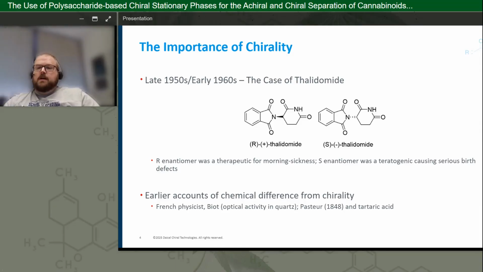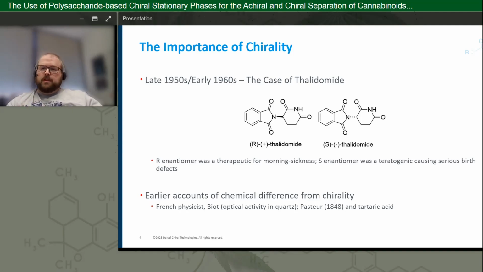And the point is that oftentimes one has a certain effect on the body, the other has a different effect. And so in the case of thalidomide, it was the R enantiomer that was providing the benefit for morning sickness. And the S enantiomer that was also present was actually a teratogen, and it was causing some pretty significant birth defects for the children that were being born, missing or deformed limbs primarily. So there was this discussion around what can we do about this? How do we solve this problem? It took a little bit of time to come up with the solution.